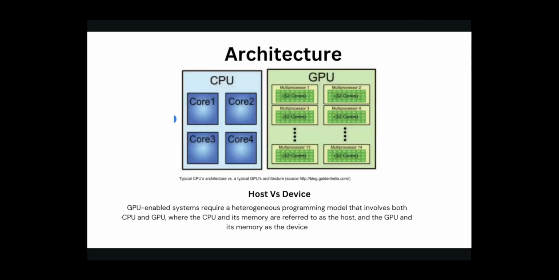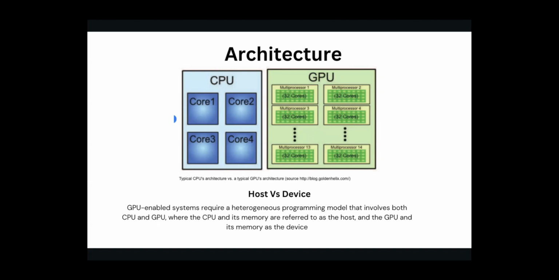Moving forward, let's discuss a bit about the architecture of CPU and GPU. Here you see on a CPU you have core 1, core 2, core 4, but in a GPU you have multiprocessors, and then each multiprocessor has a number of cores inside it. When we talk about architecture, one thing we have to keep in mind is that we have to know some things about host and device.